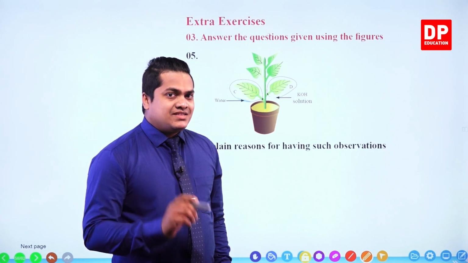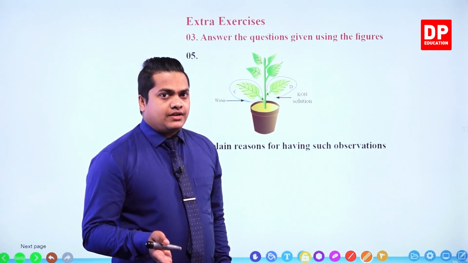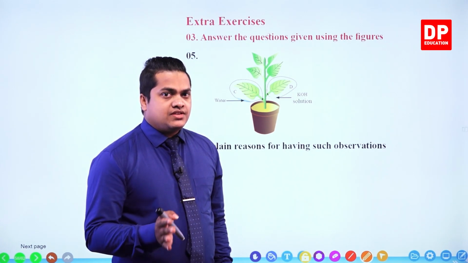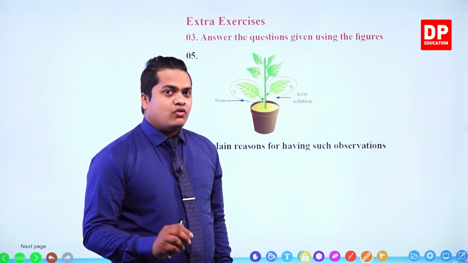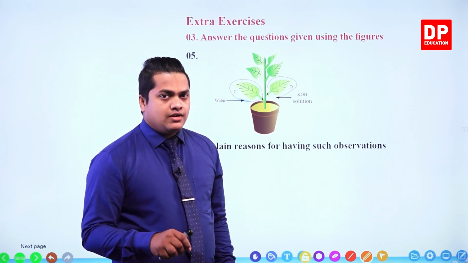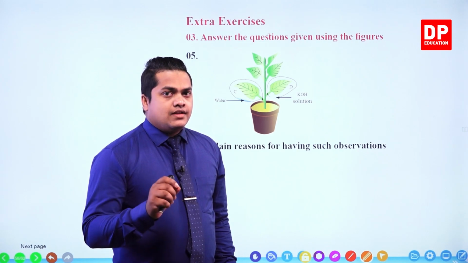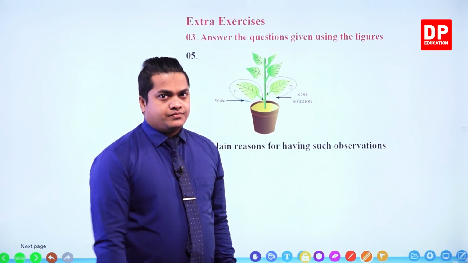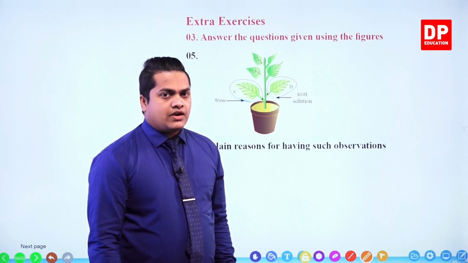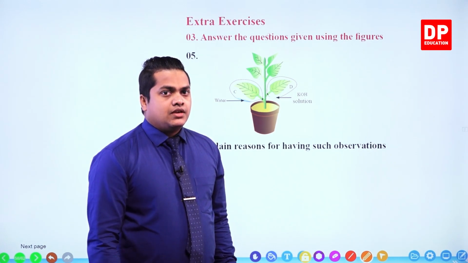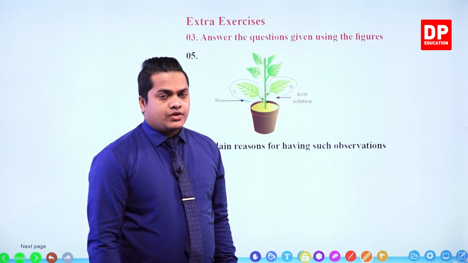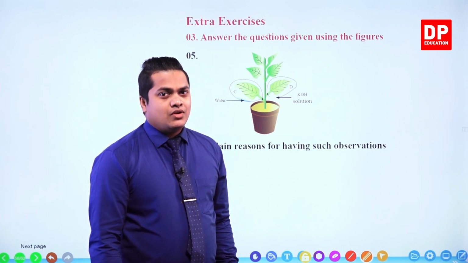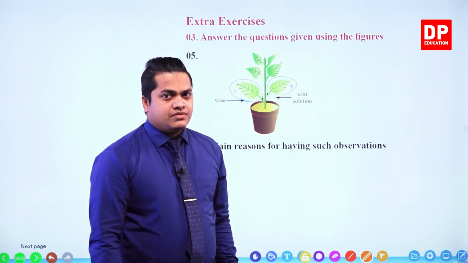But in C leaf, all the factors necessary for photosynthesis are present. Therefore, photosynthesis will occur and starch will be produced. Therefore, upon adding iodine, the color of iodine will turn into dark blue color. Okay, that is the reason for having this kind of observation.